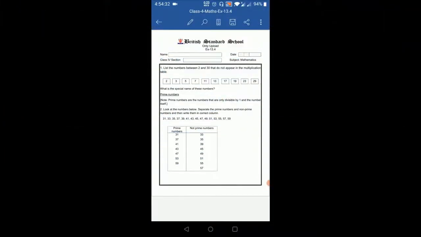Today we'll discuss from class 4 level up maths book exercise 13.4. So the first question is: list the numbers between 2 and 30 that do not appear in the multiplication table. Between 2 and 30 there are some numbers which we cannot get in any multiplication table. Those numbers are 2, 3, 5, 7, 11, 13, 17, 19, 23 and 29.